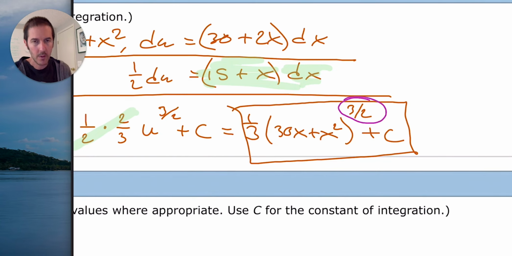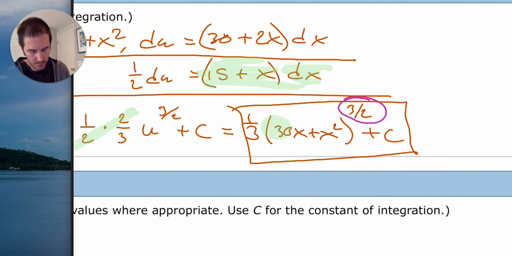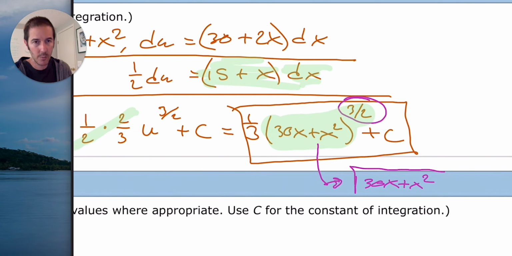Instead of using this fractional or rational exponent, we could change this and have it say 30x plus x squared now to the 3/2 power. That means that the denominator of that exponent, the 2, tells me that I'm taking a square root or a second root. The numerator of that exponent, remember, tells us that we're cubing.